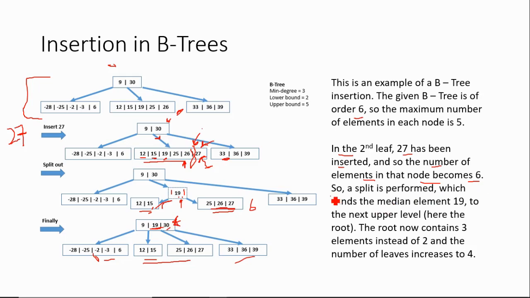If you read the description, it will be clear. The number of elements in that node becomes 6, so there are 6 elements. After this, a split is performed, which sends the median element 19 to the next upper level. Here the next upper level is the root. Now the root contains 3 elements. Earlier it contained 2 elements, and the number of leaves, earlier 3, now becomes 4.